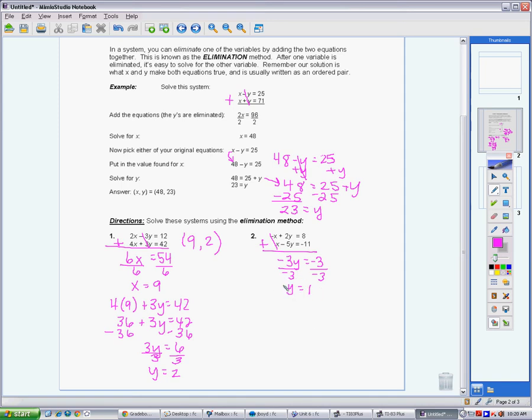Now I need to go back and find x. I'm going to pick my bottom equation again because my x is positive. So I'm going to have x minus 5 times 1 equals negative 11. x minus 5 equals negative 11. Then I need to add 5 to both sides. And x is equal to negative 6. So these two lines will cross each other at (negative 6, 1). So my solution is (negative 6, 1).